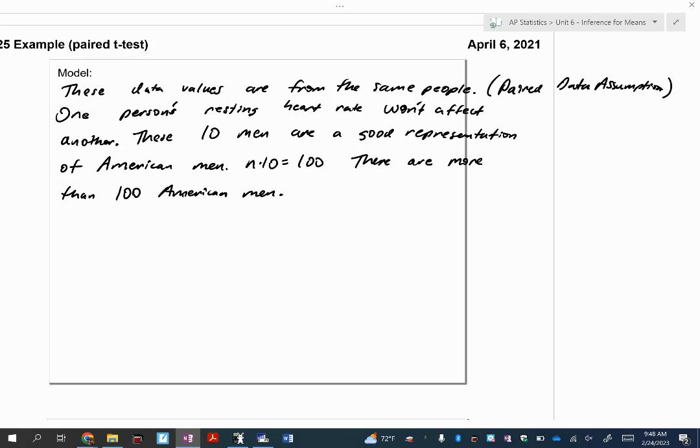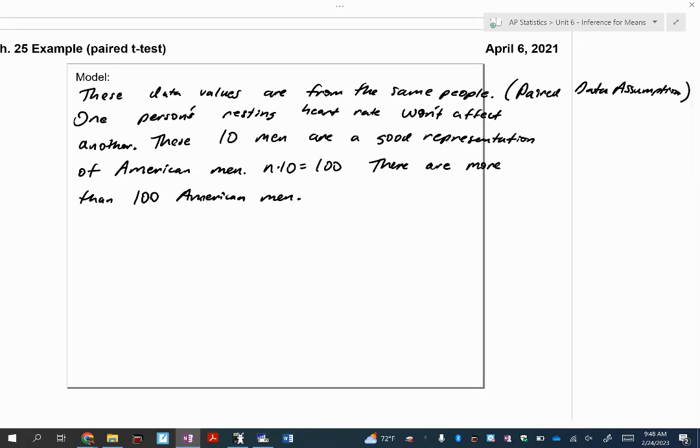Anyway. Okay. All right. The next thing we need to do is we need to assume what about the population? It's normal. That the histogram for the resting pulse rates, that difference would be normal, unimodal, and symmetric. So the histogram.